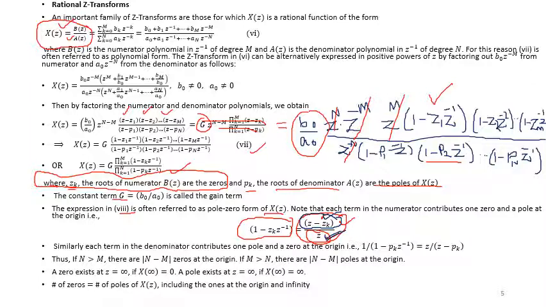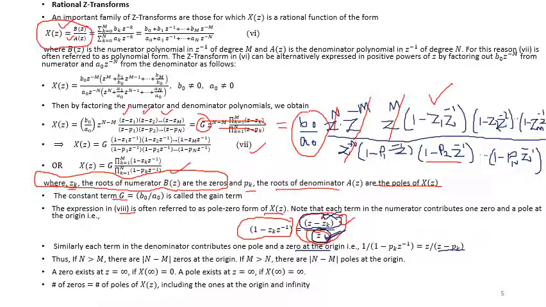The pole will always be at the origin. Similarly, each term in the denominator contributes one pole and one zero. So the zero will be at the origin, and the pole will be at the location where z equals pk.